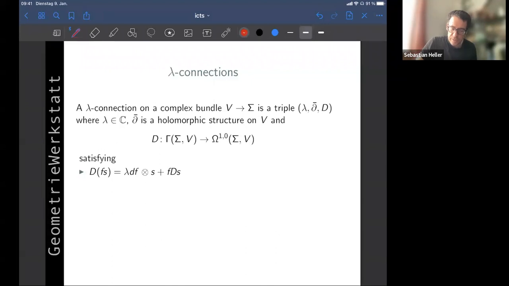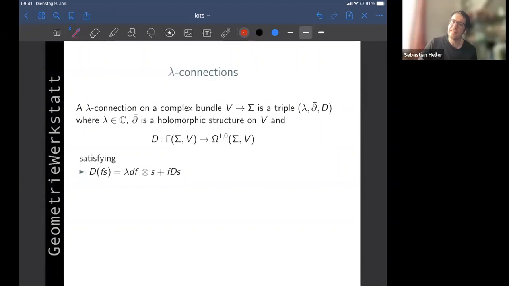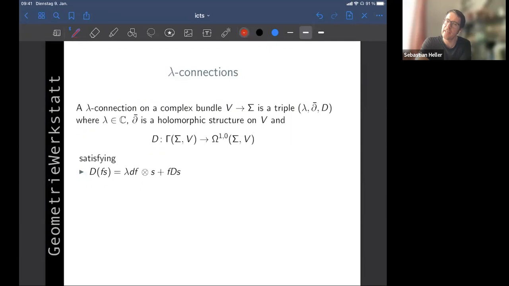So sections for me are usually maps into the vector bundle. But when you define the derivative on a section times a function, why do you need to have a product of a section and a function in order to define the derivative? You can, no. It's an additional condition. So you want some kind of Leibniz rule for any kind of derivative.